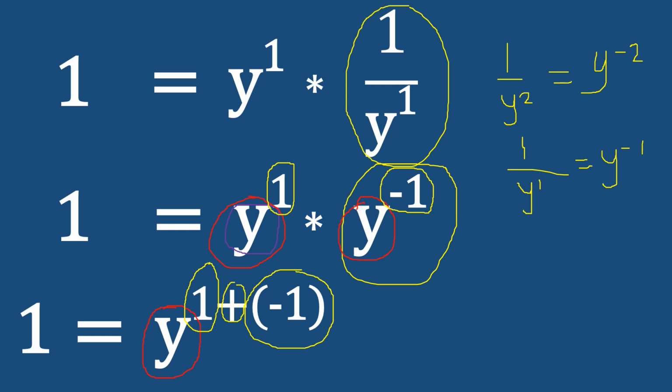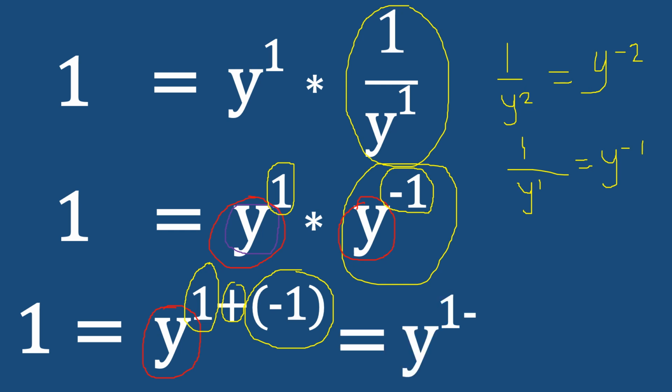So let me come again. When you're multiplying with a common base, that is y raised to the power 1 in this particular case, times y raised to the power of minus 1, y is the common base. So keep that common base constant and then simply add the indices. So that's why we're adding 1 plus minus 1.